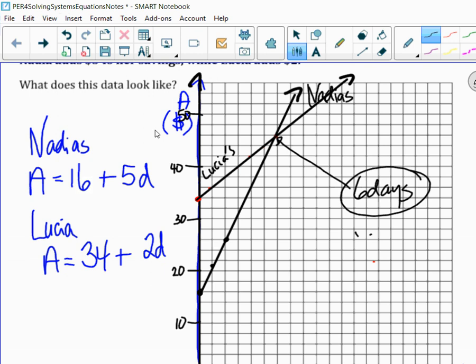How much did they save? $46. Do you see how to read it off? Do you see? 2, 4, 6, that's $46. Does everybody see that? And you see going this way, that is the 6 days. Yeah? Okay.